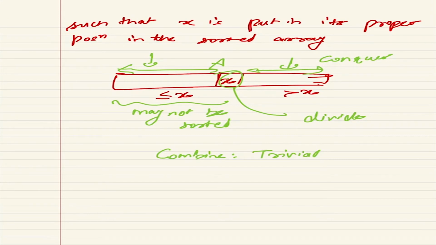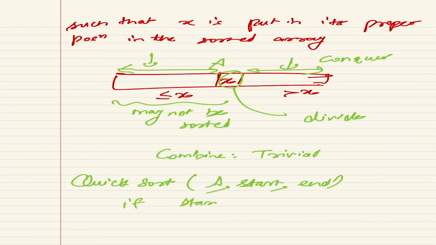So let's write down a quick pseudocode for this. So you have this quicksort, and you need the array, and you need the start and the end elements. So what is the base case? If there's only one element, if the start is equal to end, you return.